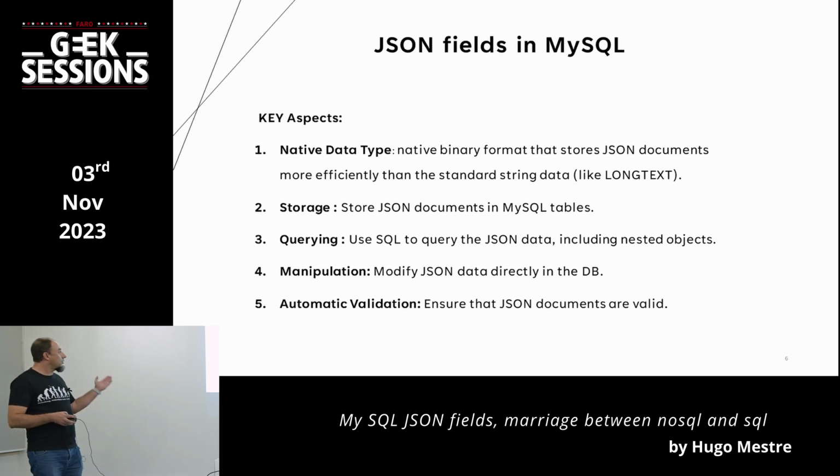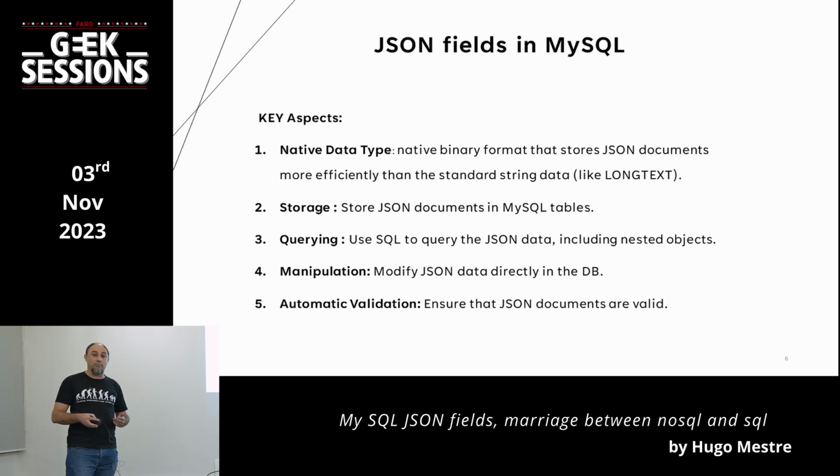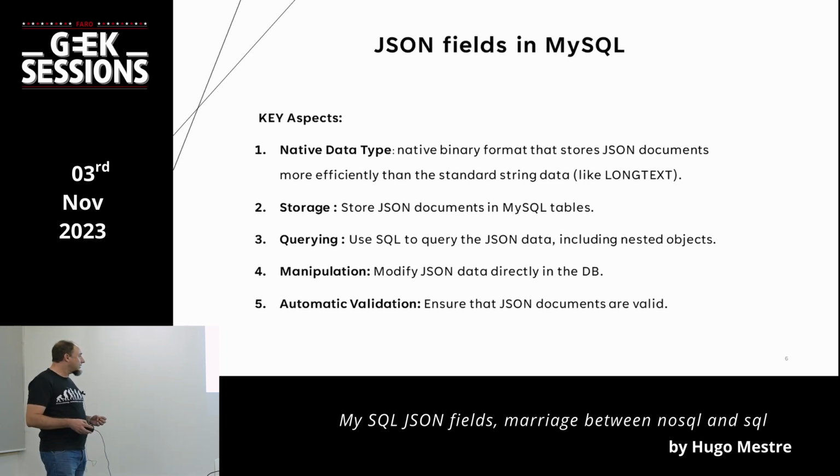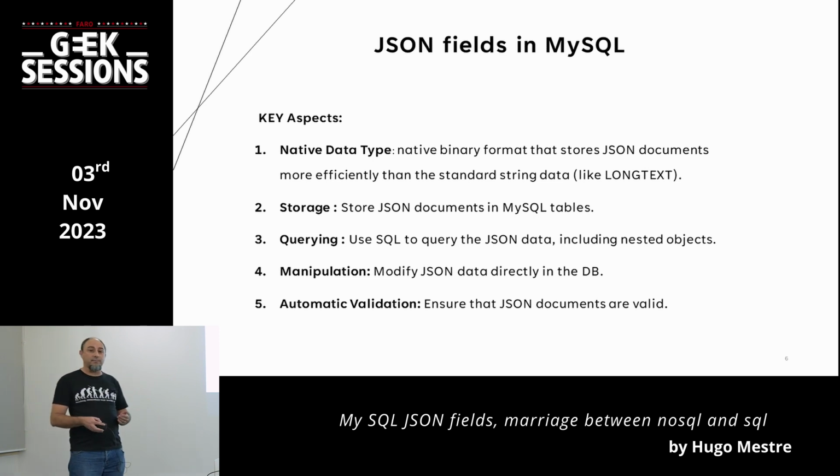So for example, store JSON documents in MySQL tables. I think this is something we want to do. And use SQL to query the JSON data, including nested objects. And we know that JSON can have a lot of nested objects, and sometimes it's very complicated. And then manipulation. We can now manipulate JSON completely directly in the database.